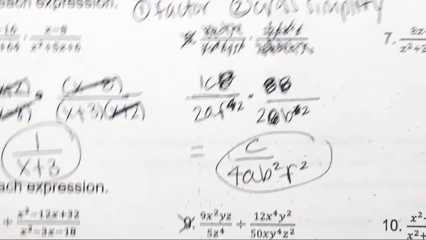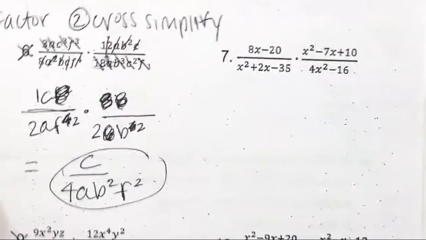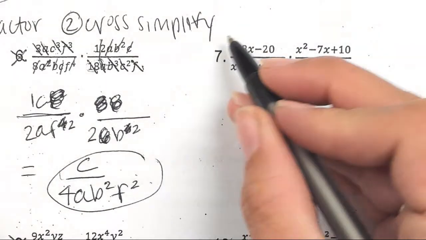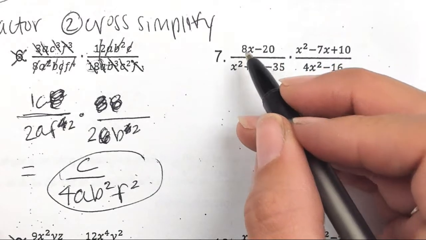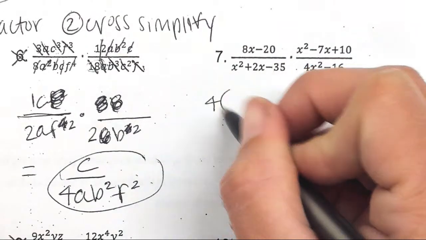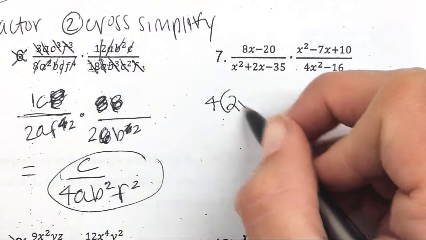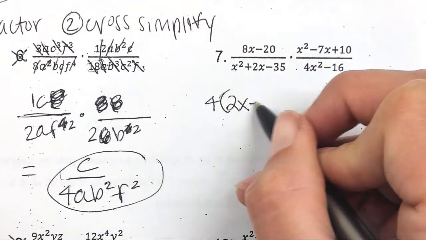Alright, next one we're going to have to factor. So I'll start with 8x and 20. What do they have in common? That would be 4. So if I take a 4 out of 8x, I'll get 2x. 4 out of negative 20, negative 5.